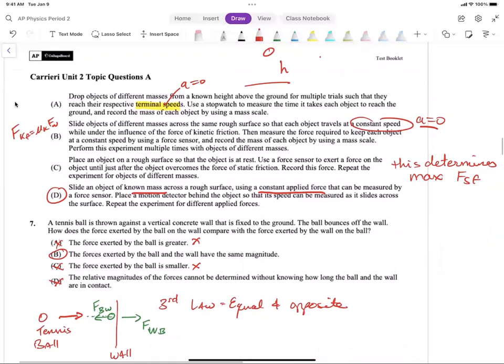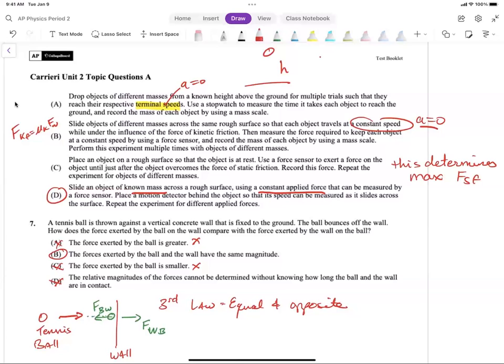Slide an object of known mass across a rough surface. Apply a constant force, and that can be measured. Use a motion detector to determine the speed as it goes across, and that allows me to determine the acceleration, because if I have a motion detector, I can put position versus time curves on it and determine velocity and determine how the velocity changes, and so determine the acceleration.